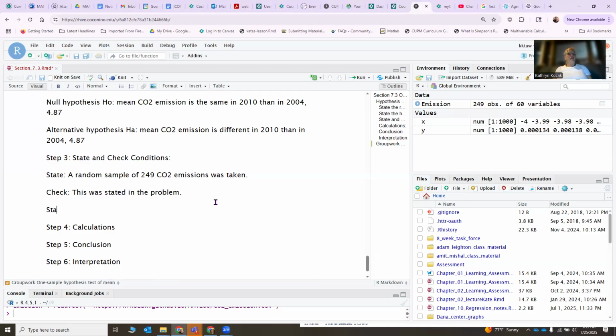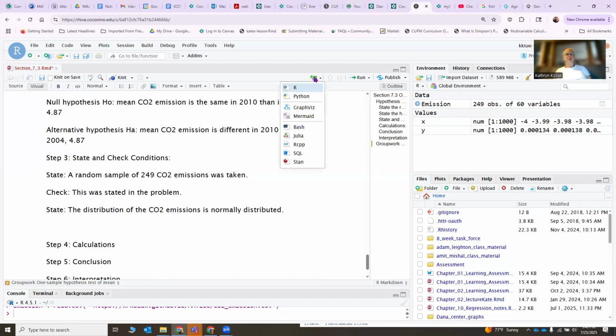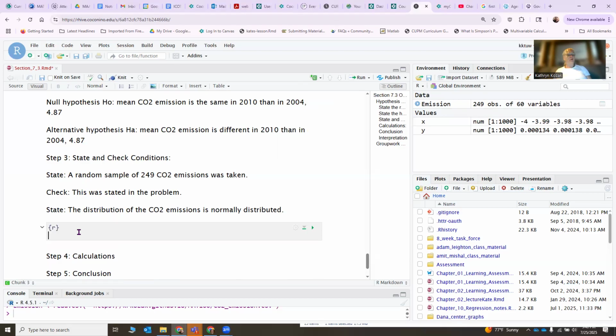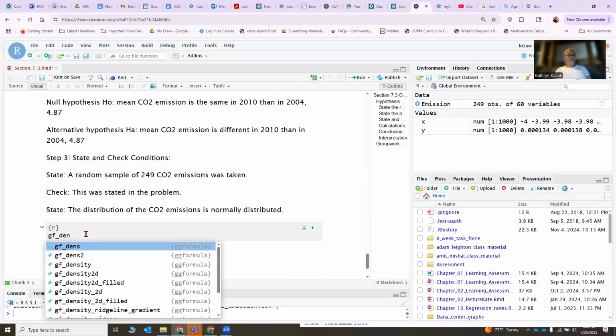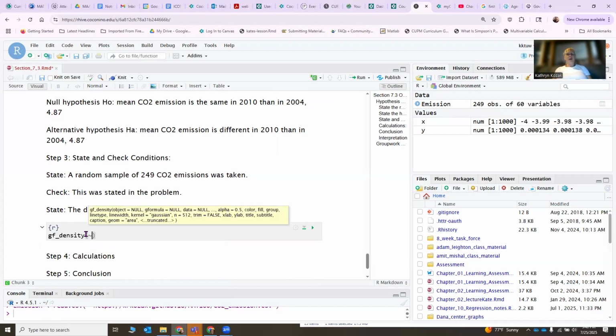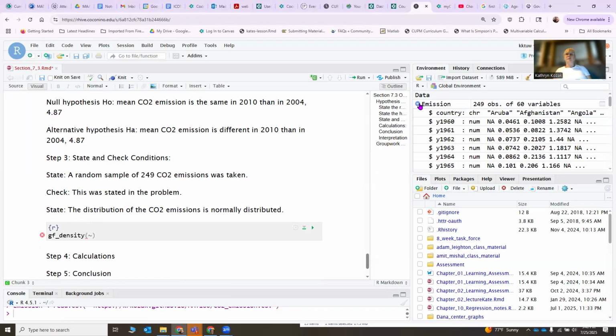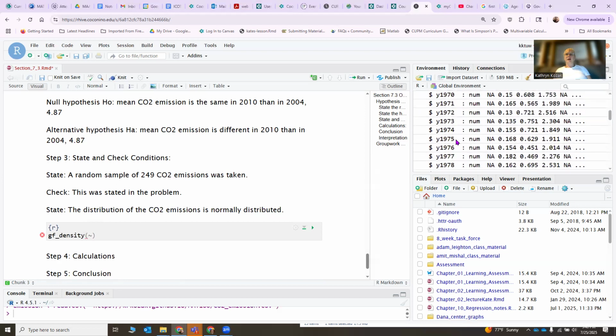Your second one is that the distribution of the CO2, the random variable, is normally distributed. Well, to answer that, we have to actually look at the density plot and the normal quantile plot. So let's insert an R chunk. We are doing a gf_density plot. Let's see what the variables are. We are dealing with 2010.